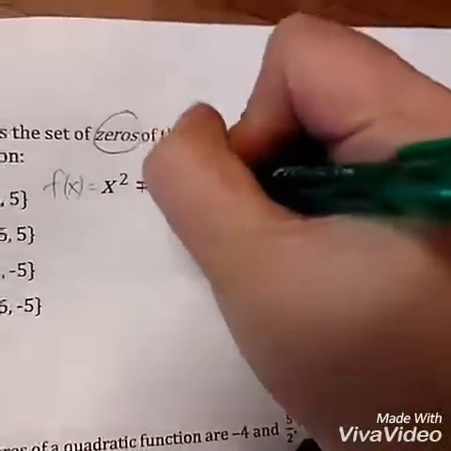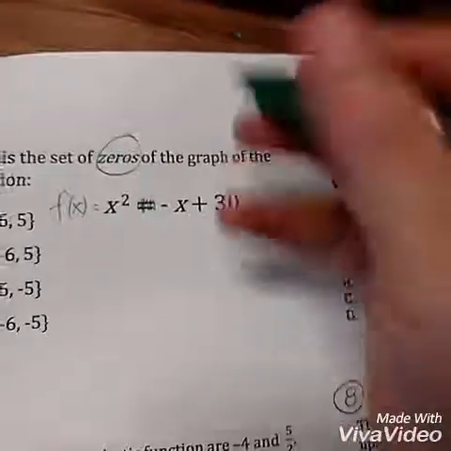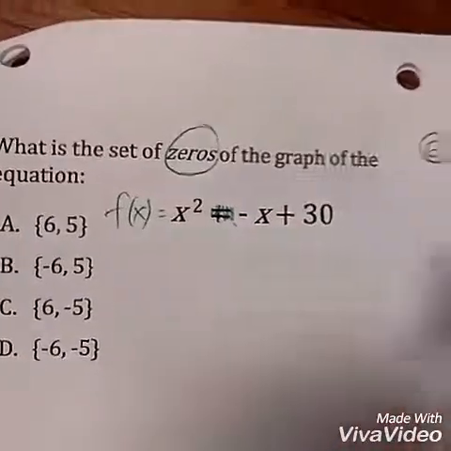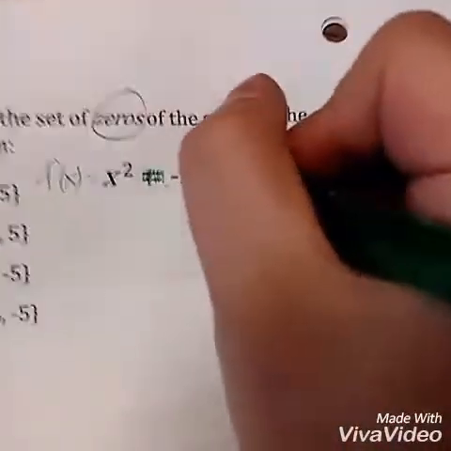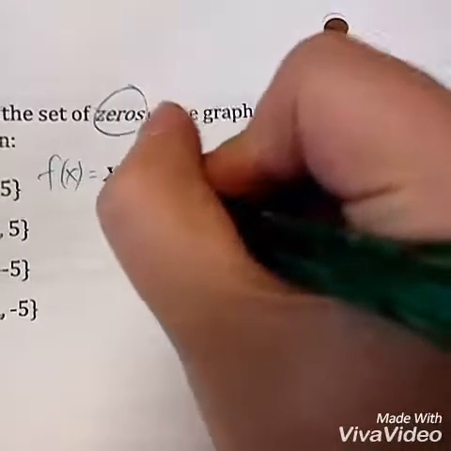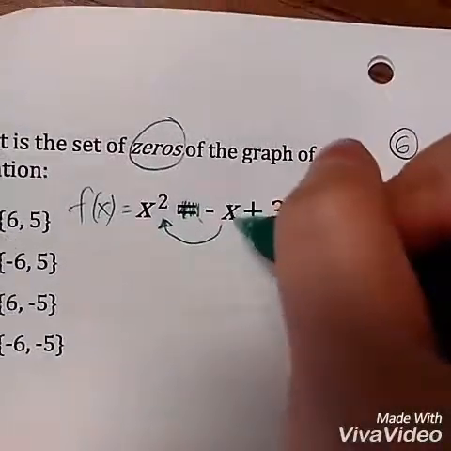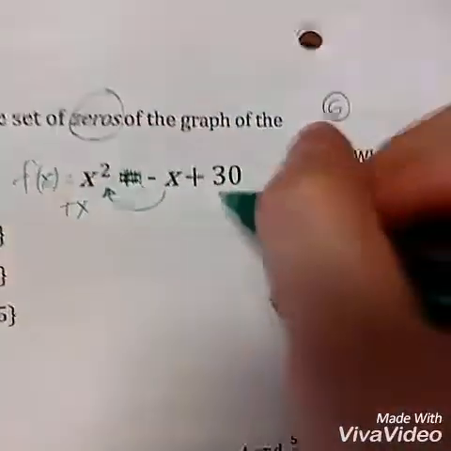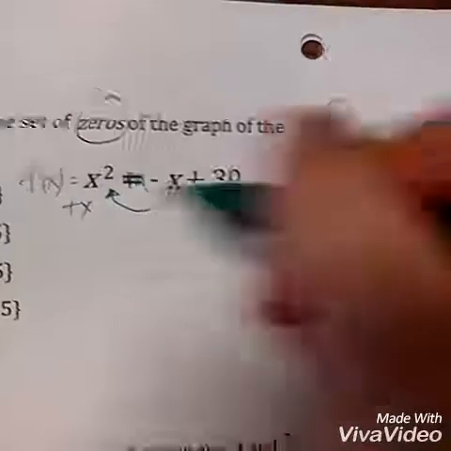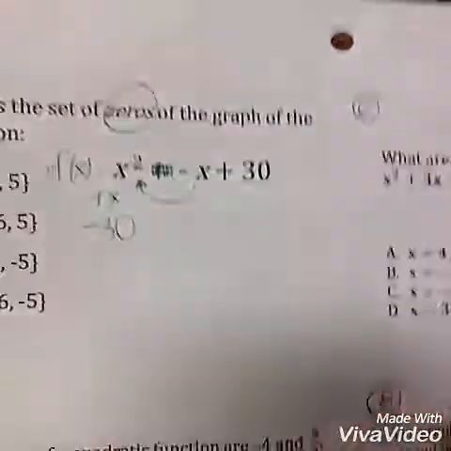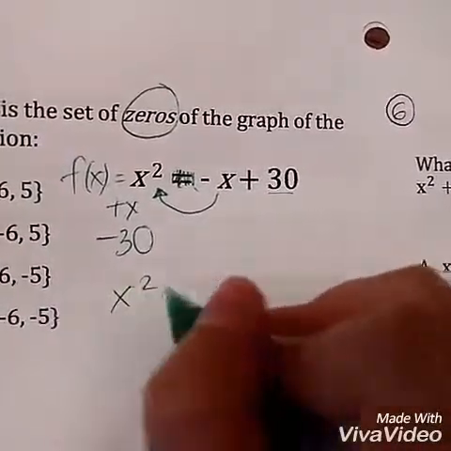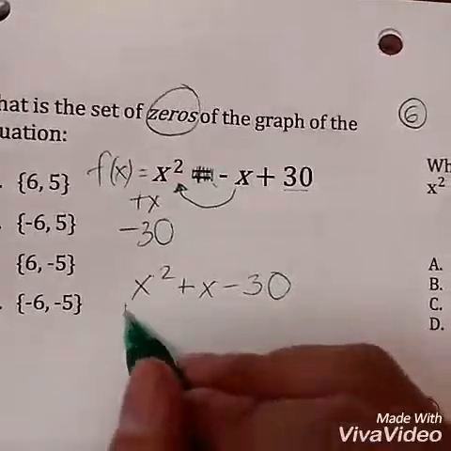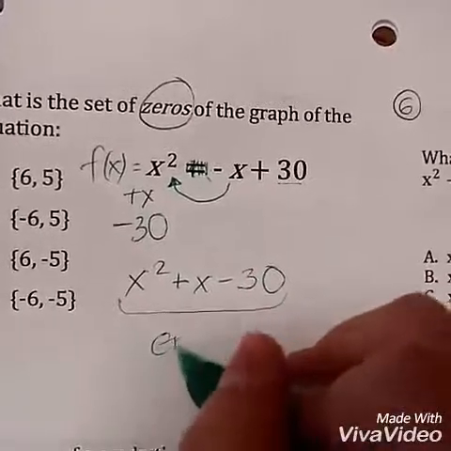In other words, I'm going to make the right side nothing. So I'm going to move this one over to the other side of the equals. If I move, I must change the sign. So the -x becomes a plus x. The plus 30 becomes a minus 30. So my new equation will be x squared plus x minus 30. And then you can graph this one in the graph.